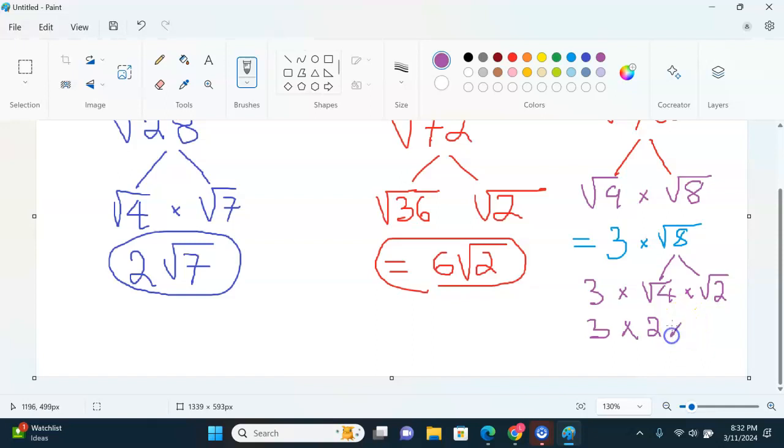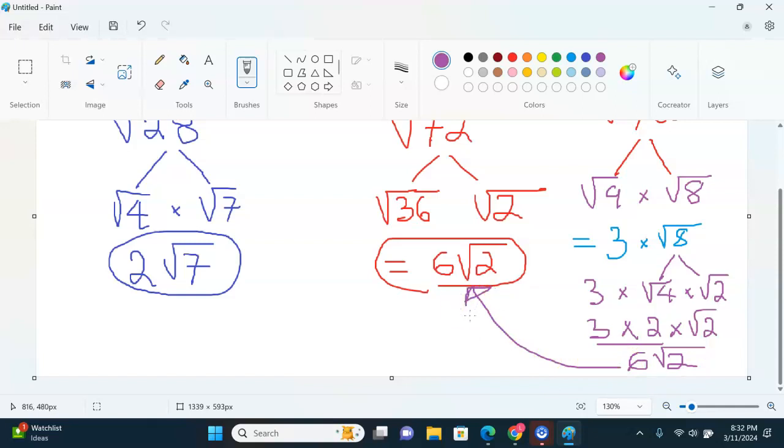Then bring down the square root of 2. Please don't forget, it's the square root of 2, not 2. Then 3 times 2 gives me 6. And we can't do anything more to the square root of 2 because 2 is a prime number and can't be broken down any further. So I'm going to leave that as 6 times the square root of 2. And you end up with the same answer that I have over here.